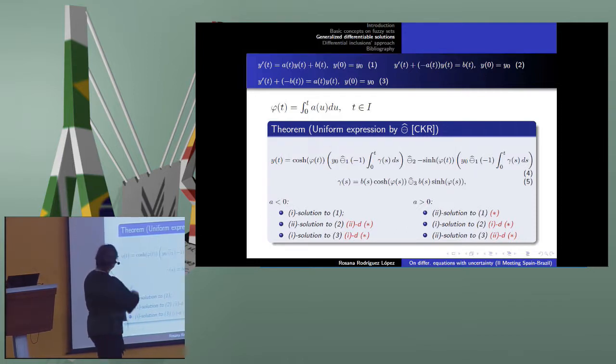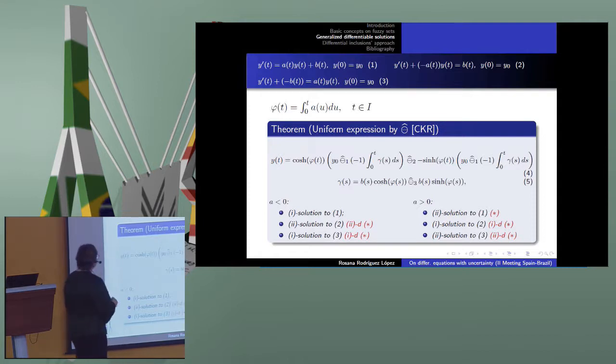If you fix one of these problems and calculate the differential inclusion solutions, you can classify the intervals where the length, the diameter, is non-decreasing and the parts where it is non-increasing. It's very easy to do that. And you find that it is not necessarily the one solution or the two solution in all of them.